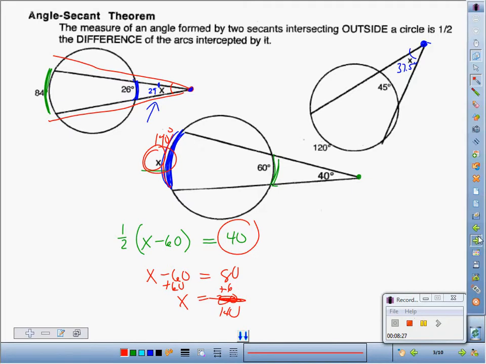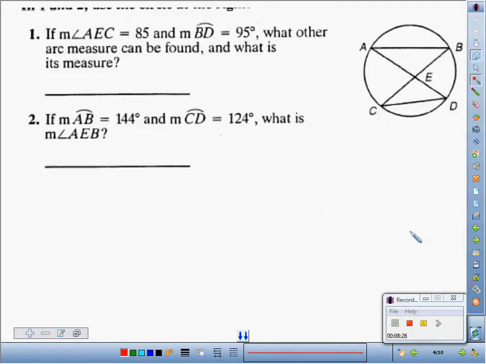So let's try some homework-like problems. Please put this information in the picture. Here we go. Angle AEC is 85 degrees. The picture makes things so much easier. Measure of arc BD is 95 degrees. It says what other arc measure can be found and what is its measure.